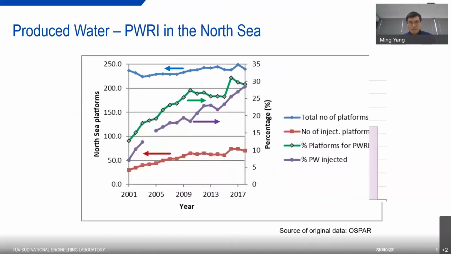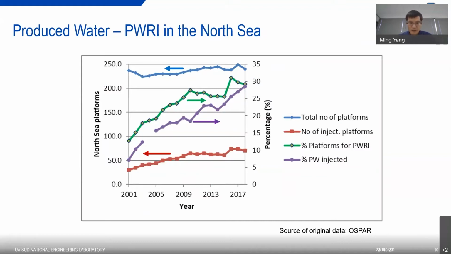In the North Sea, this is the diagram drawn by myself. It covers data from 2001 to 2018. 2018 is the latest official data from OSPAR. The top blue line shows the number of installations handling produced water. The bottom red line shows the number of installations that practice produced water injection. The green line shows the percentage of the platforms that practice produced water injection, and the purple line shows the percentage of the amount of water being injected.